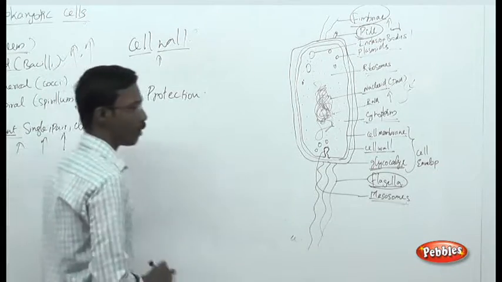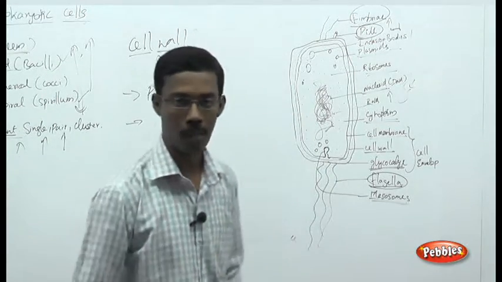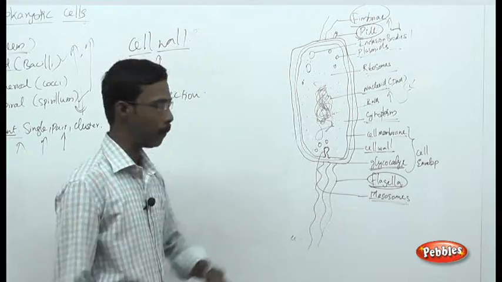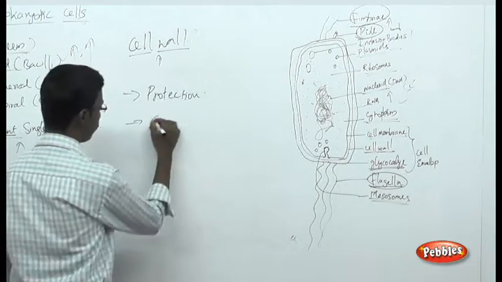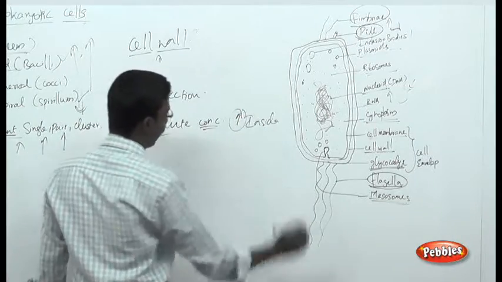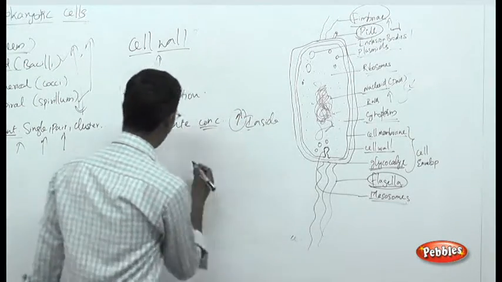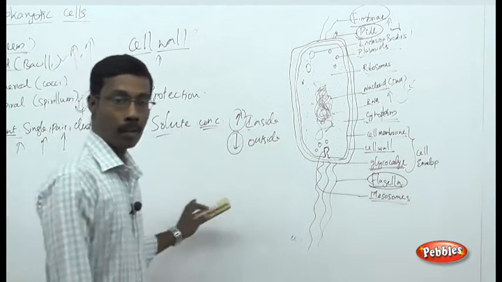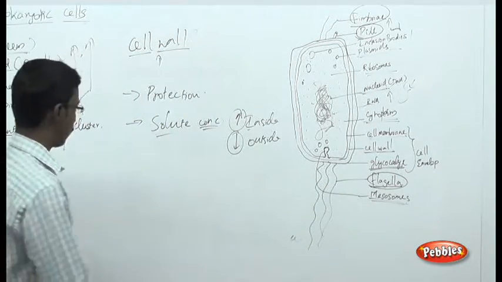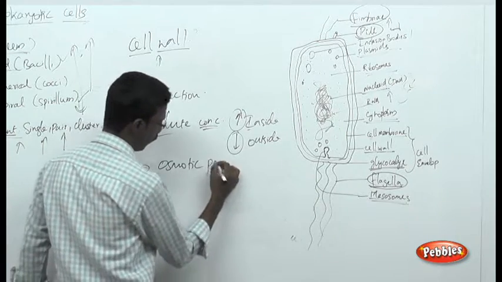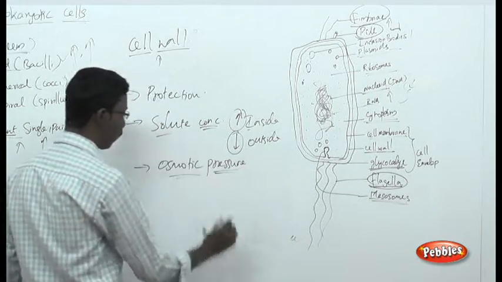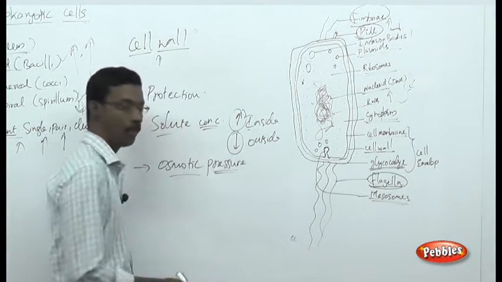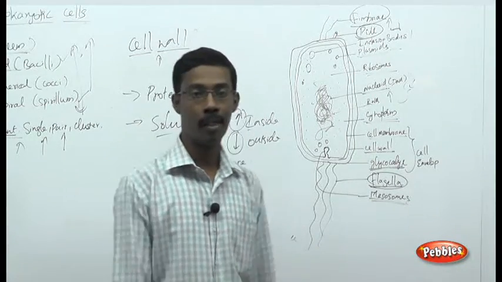As we can observe, prokaryotic cells normally live in an environment with a different solute concentration. So what may be the solute concentration compared to the environment? The solute concentration inside the cell will be very high, and the solute concentration outside the cell will be very low. So what will happen? Osmotic pressure will develop compared to the environment. Water will move from the lower concentration to the higher concentration. So the cell will burst, and the cell will die.